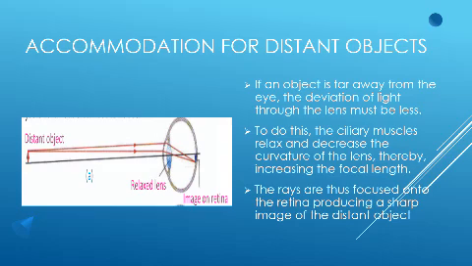As you can clearly see in the picture, a distant object is placed in front of the eye, and the light rays emerging from the distant object enter the eye lens, are refracted, and form a sharp image on the retina.